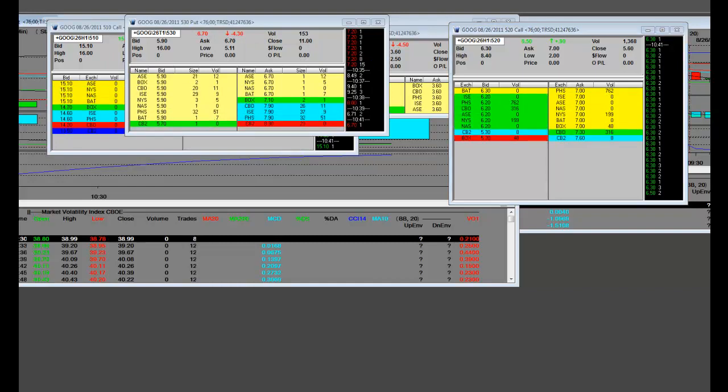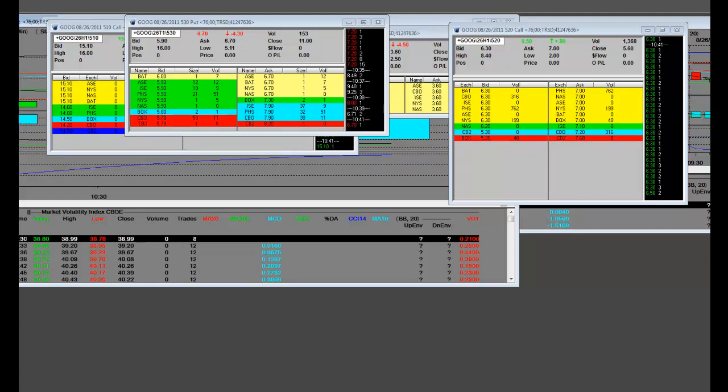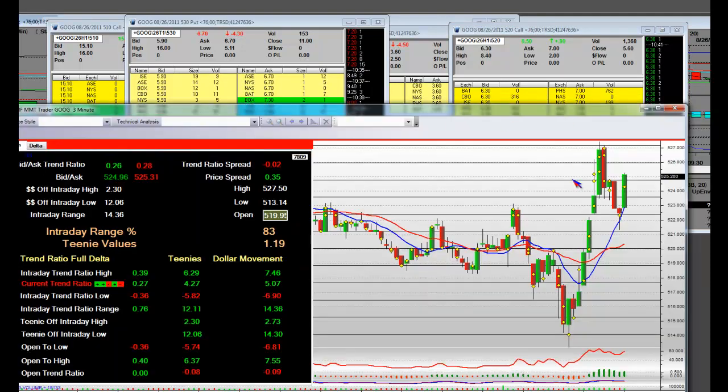When we go back to the Google chart, it'll come very clear that as we break higher here, the value contracts over here in the 530 put. It already made its move. When it stopped going down, it was time to cash in this side of the market at the peak. And then the call side over here is going higher in the 520.